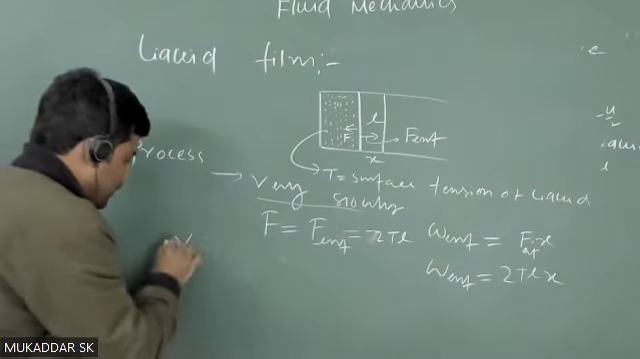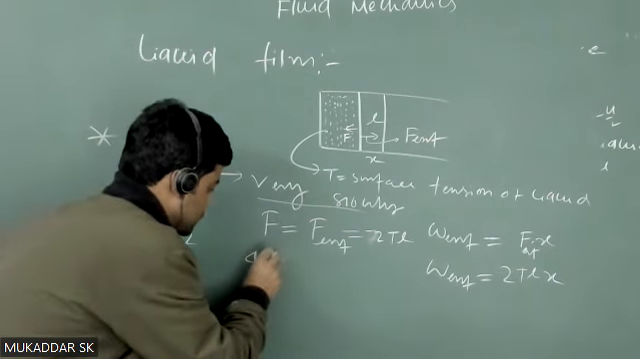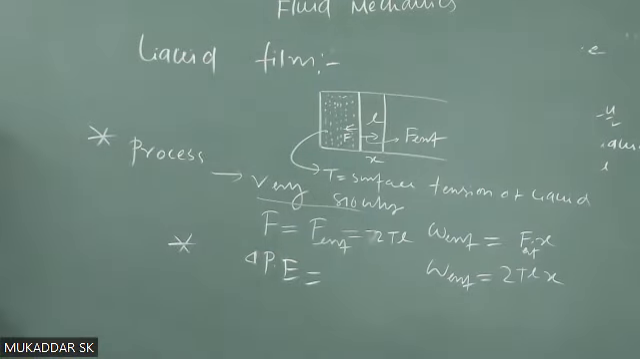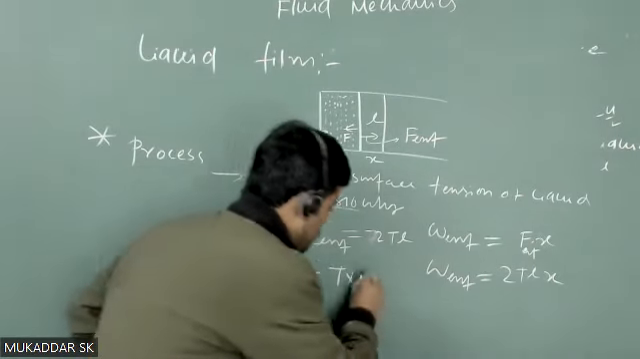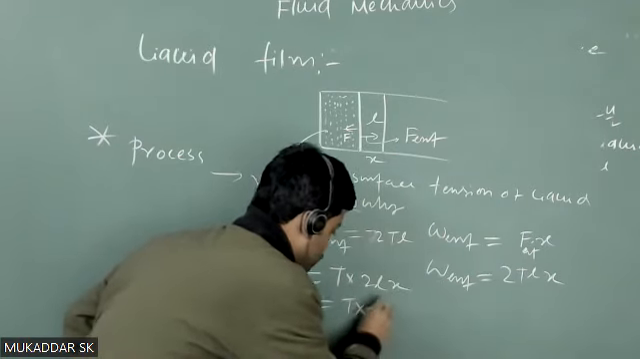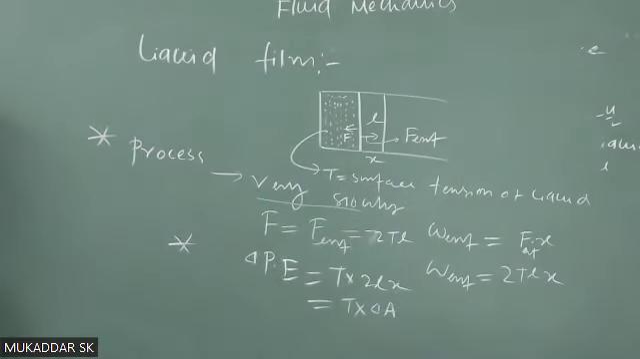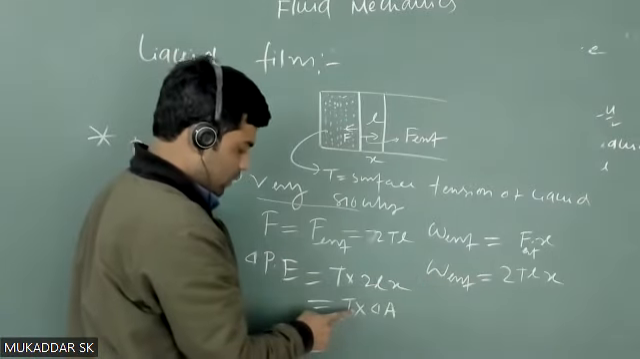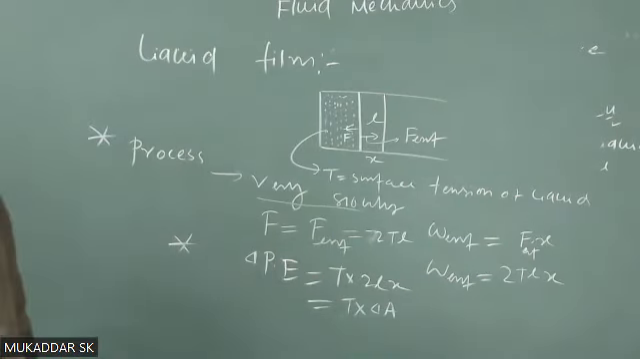And work done is nothing but change in potential energy, and that will be nothing but T into 2L into x, and that I can write T into delta A. So total work done in this process will be nothing but surface tension into delta A. Delta A is total change in area.